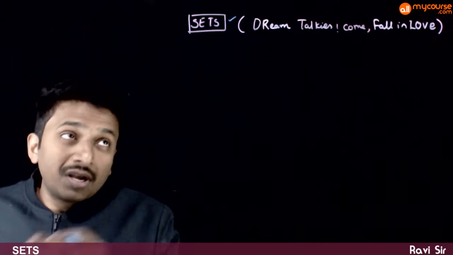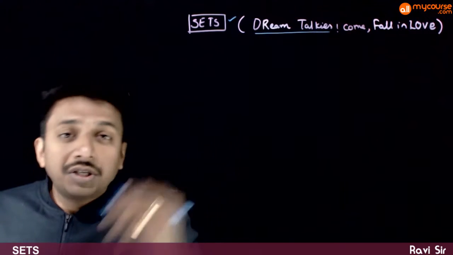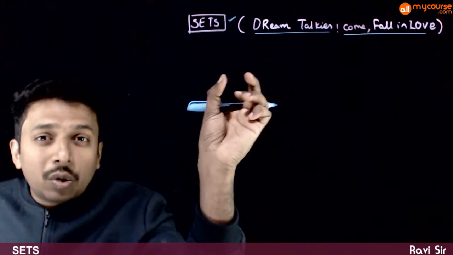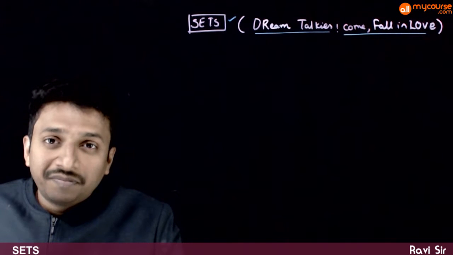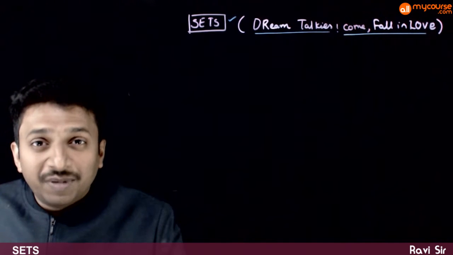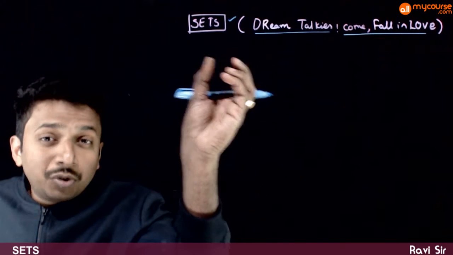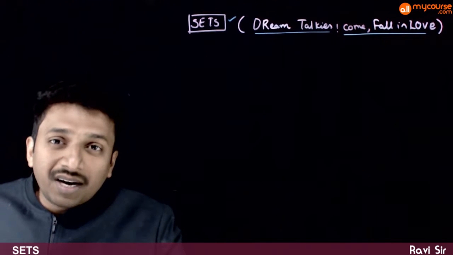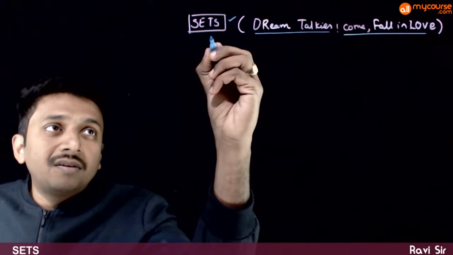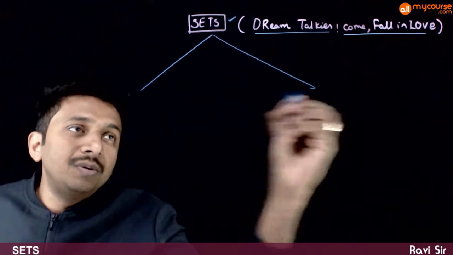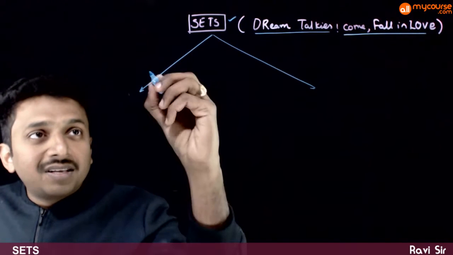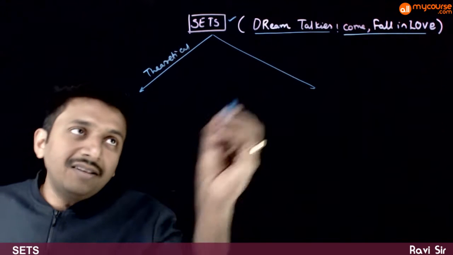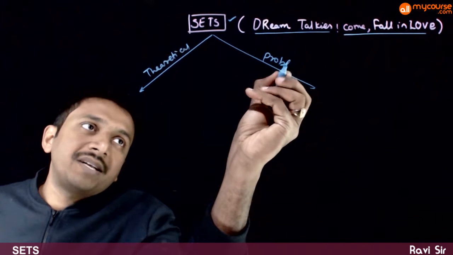So this topic's code word is dream, talkies, come, fall in love. This is the code sentence for this topic. So let us see what this means. To understand this, the topic of sets is basically divided into two parts. The first is the theoretical part. The other is the problems part.